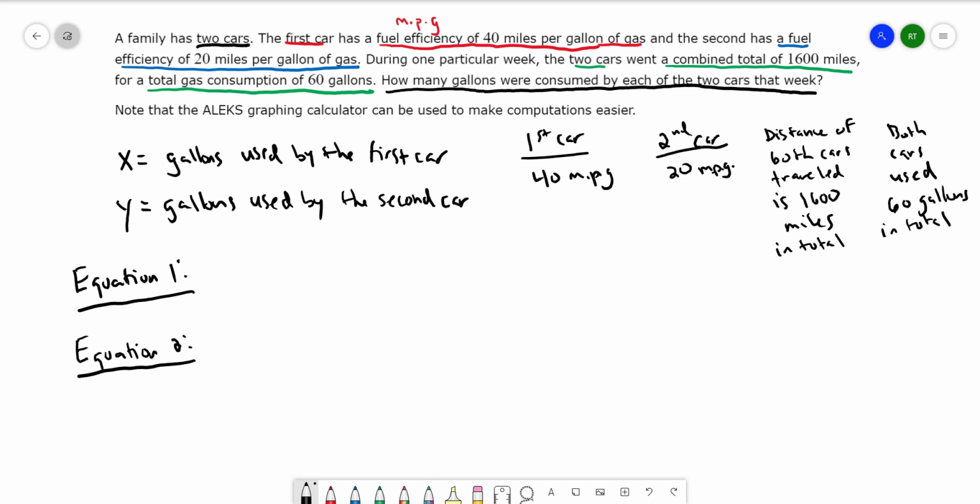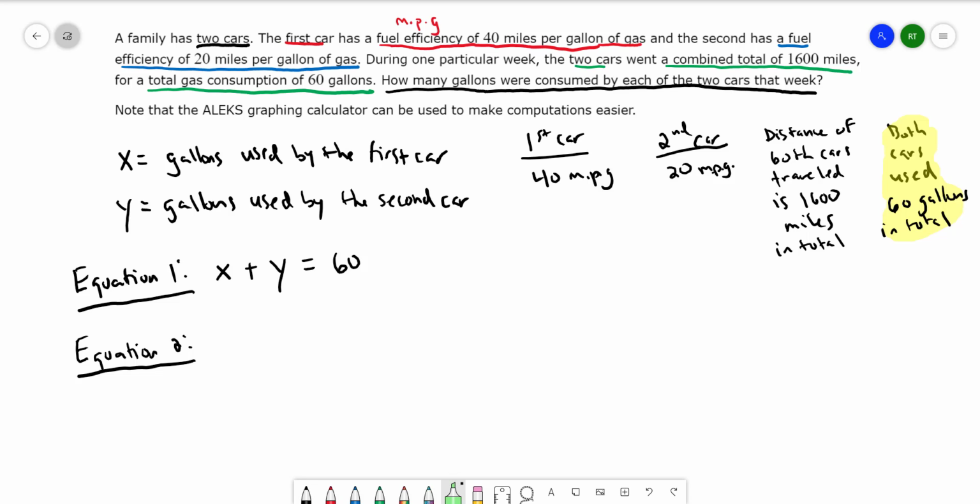I'm going to start off with this information first. It says both cars used 60 gallons in total. The reason I'm using that one first is because it stands out to me that all it's saying is that the gallons used by the first car, represented by X, plus the gallons used by the second car, represented by Y, is equal to 60 gallons altogether. So to interpret what I just wrote, the gallons used by the first car plus the gallons used by the second car came out to be 60 gallons in total. We're just taking our X and Y and creating an equation. That's the relationship between the 60 and the two unknowns.